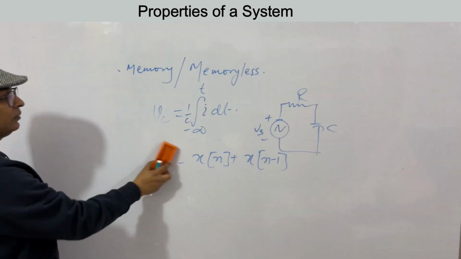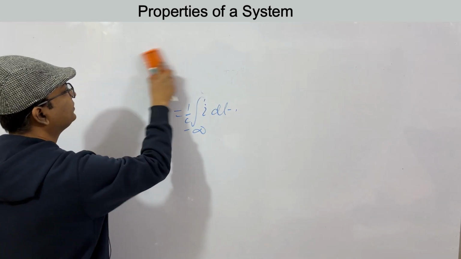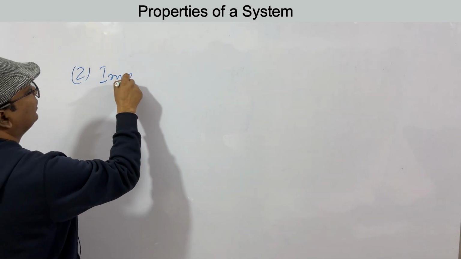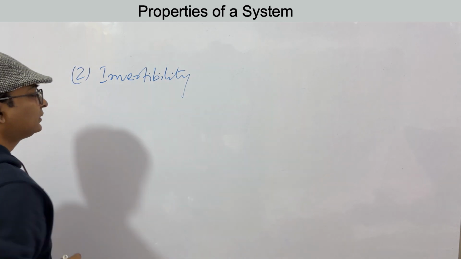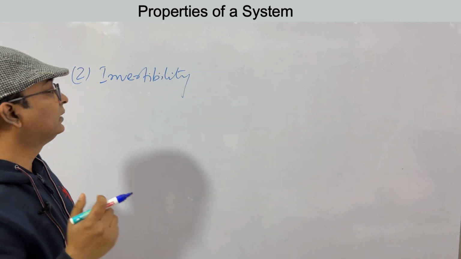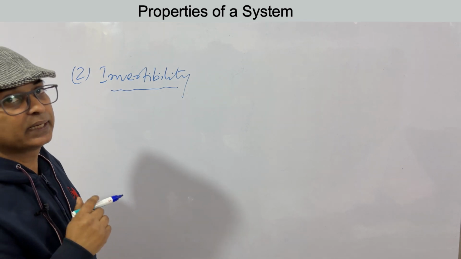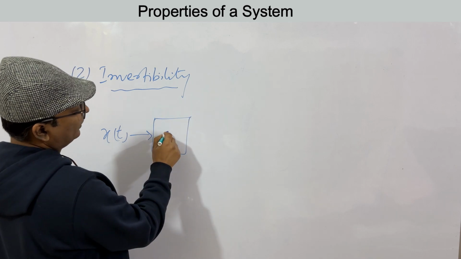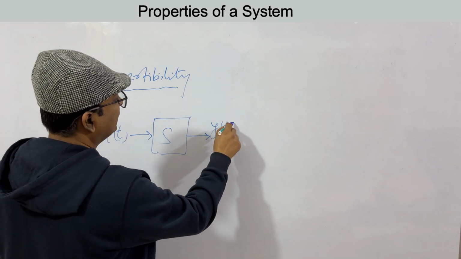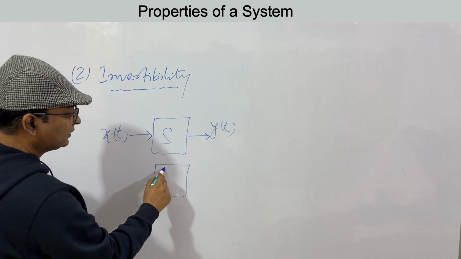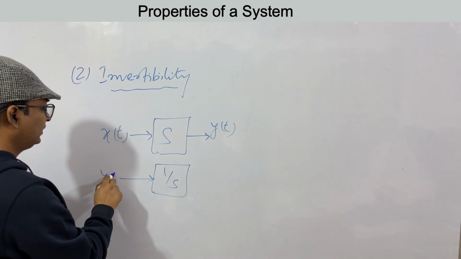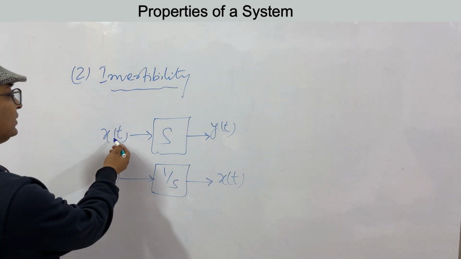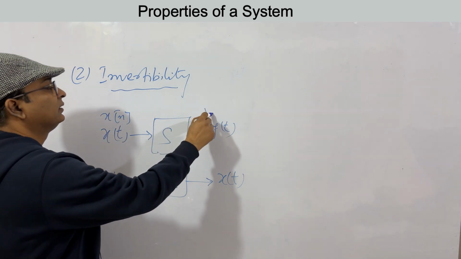The second property of a system is called invertibility. What is invertibility? It means a system has an inverse system also, so that the original signal can be retrieved back. That is, if we have x(t) entering this system S giving output y(t), then we should have an inverse system, where when we put y(t), we are able to retrieve back x(t). This is the meaning of invertibility. In case of continuous time, it is t. In discrete, this is n.